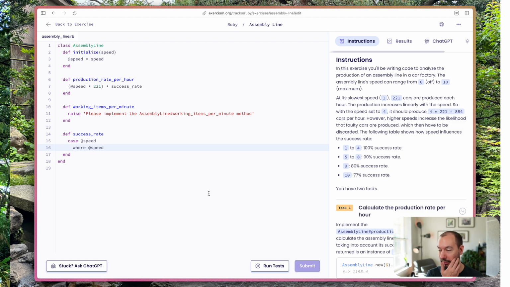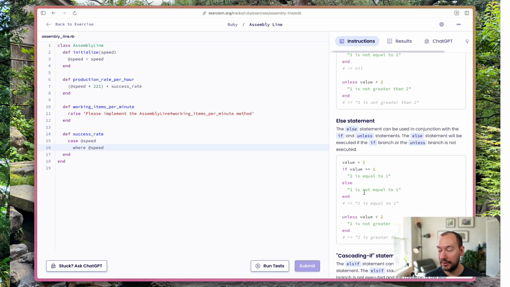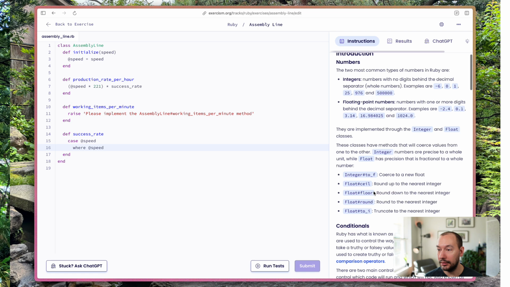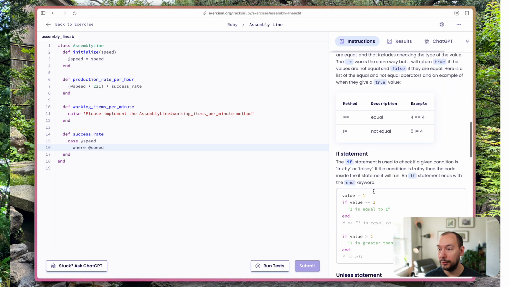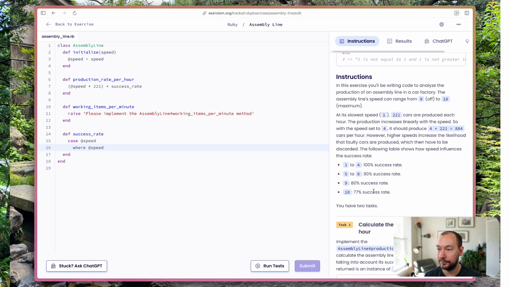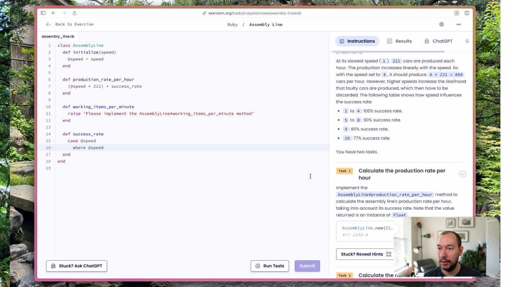Speed, let's see, do I know how to write a case statement? So you could do if and else, if statement. So this is going to point us to if statements. I don't want to do if statements. So I'm going to search. Let's see.